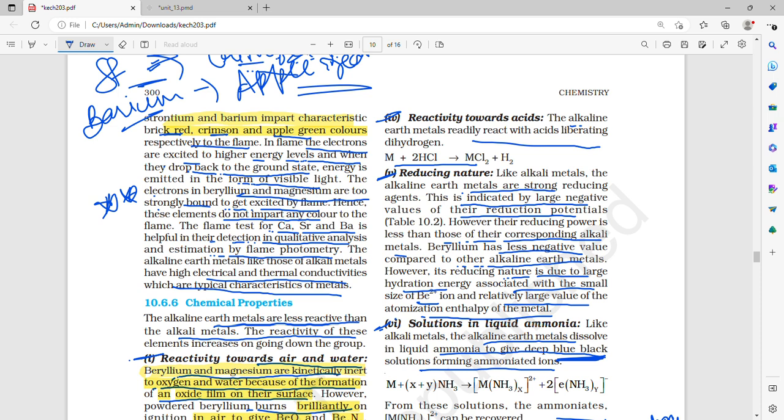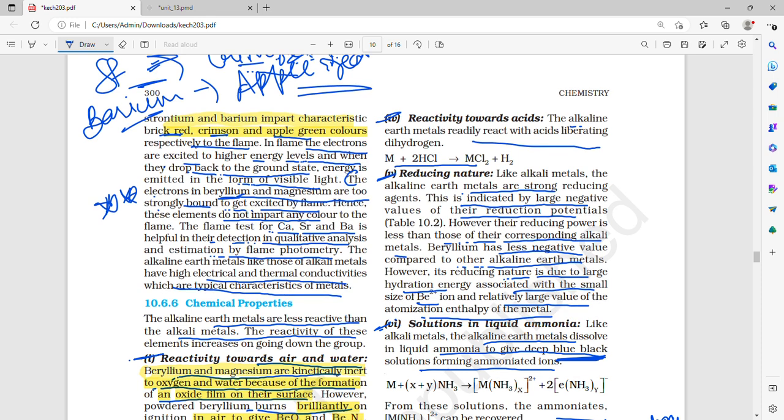The electrons in beryllium and magnesium are too strongly bound to get excited by the flame. This is the exception. Hence these elements do not impart any color to the flame. So only calcium, strontium and barium impart color to the flame. The flame test can be seen by flame photometry and atomic spectroscopy: calcium gives brick red color, strontium gives crimson color, and barium gives apple green color.